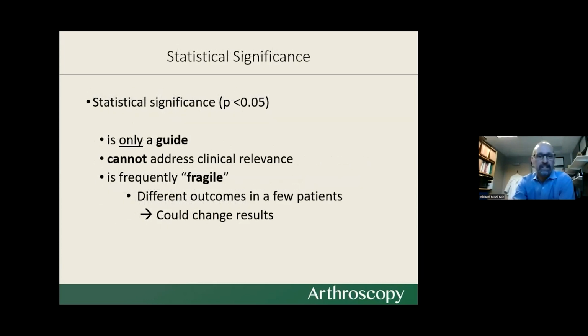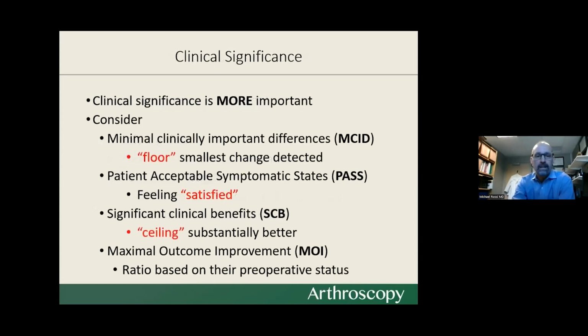Statistical significance, critically important, p-value less than 0.05, but it is only a guide. Statistical significance cannot address clinical relevance, and it is frequently fragile. What does that mean? Well, different outcomes in a few patients, if the patient numbers are low, can remarkably change the results. More importantly, clinical significance is vastly more critical.